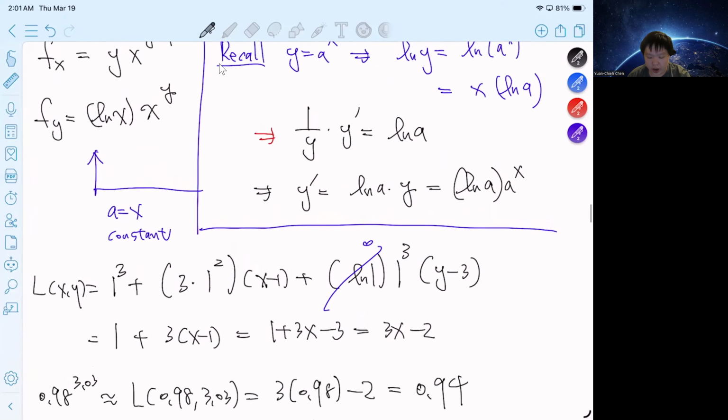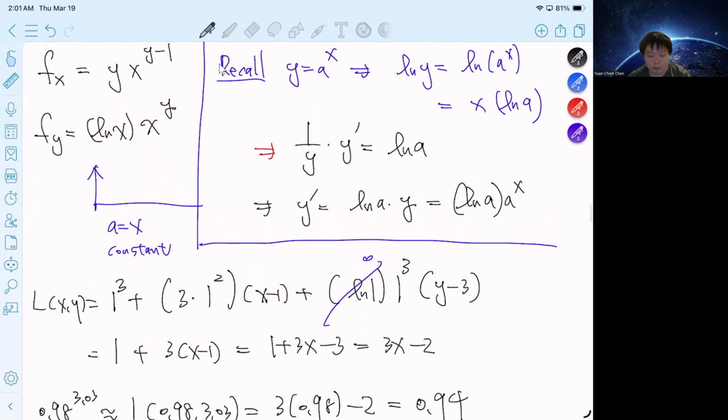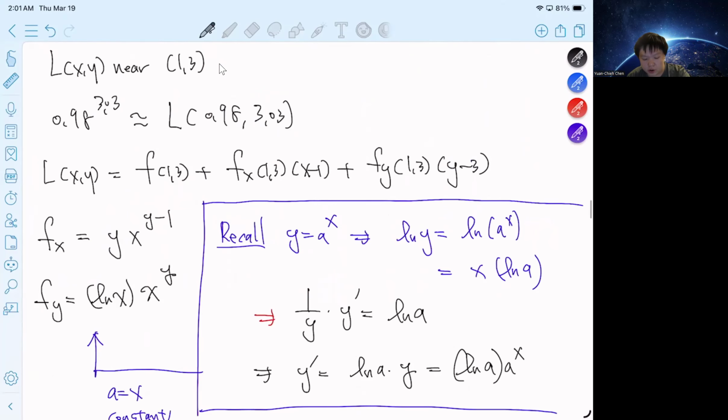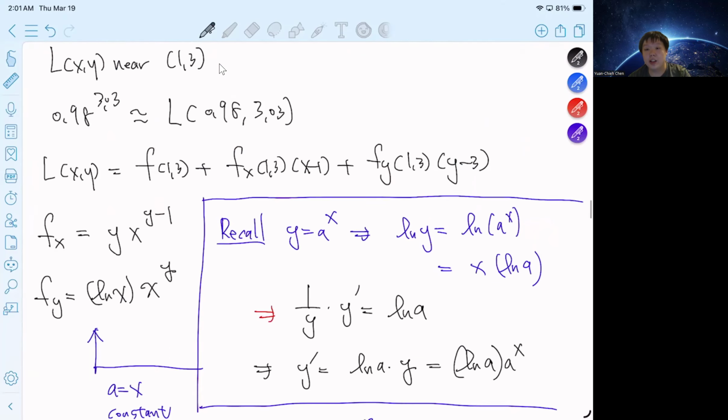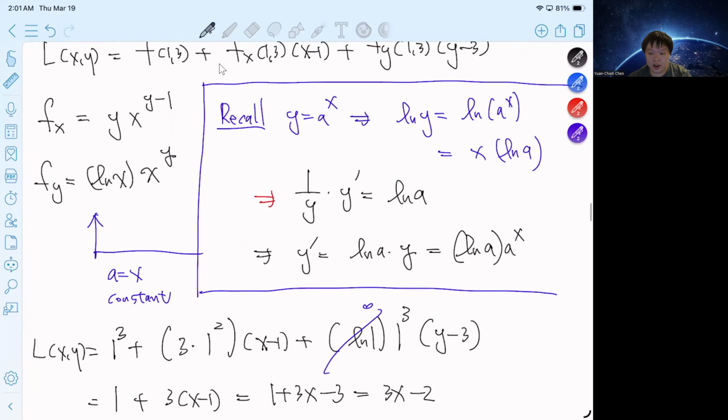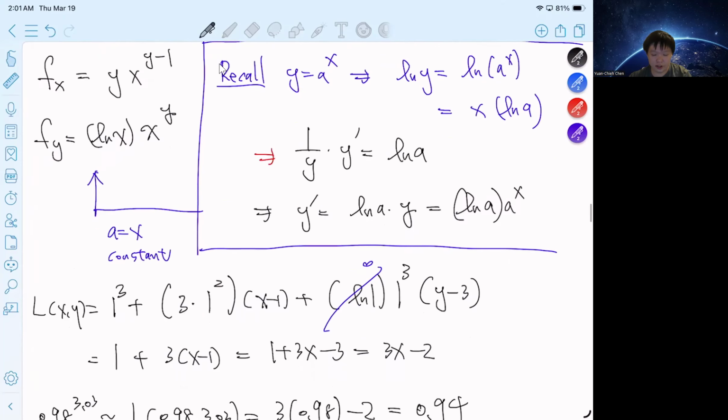So this is an exercise about how to do implicit differentiation as well, and how to do linear approximation, but basically they follow the same thing. Okay, so this is linear approximation. That's it. I'll see you in the next video.